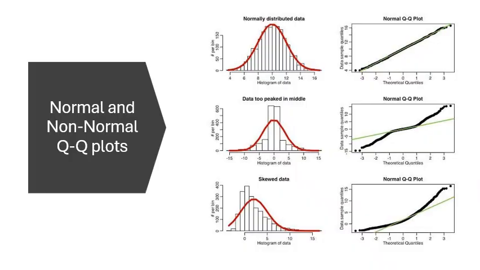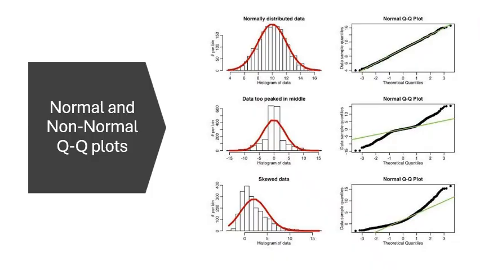So here is a little way to look at this. First off, a normal distribution, just like we see in this top image, nice and bell-shaped, and you can see the points in the QQ plot are right on the line. The points that we have in our data set are consistent with what we would expect if they were normal.